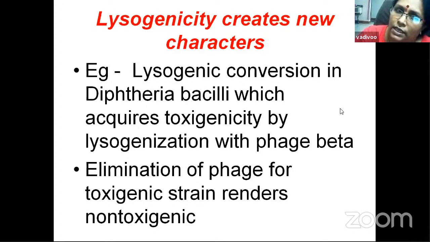So this is lysogenic conversion, typically seen in diphtheria bacilli, which acquires its toxigenicity by lysogenization with phage beta. Beta phage is a bacteriophage which has the genetic component to produce a toxin. When it infects diphtheria bacilli, the genetic element integrates with the diphtheria bacilli, and now it picks up toxigenicity. So the elimination of the prophage from a toxic strain renders it non-toxigenic.